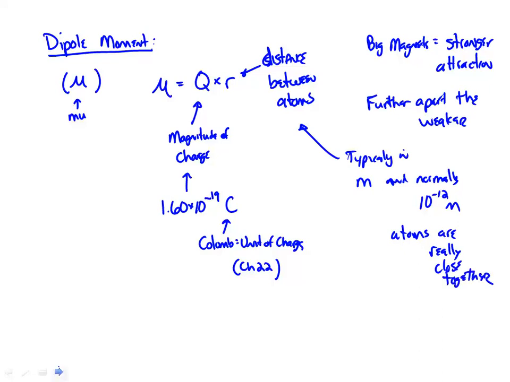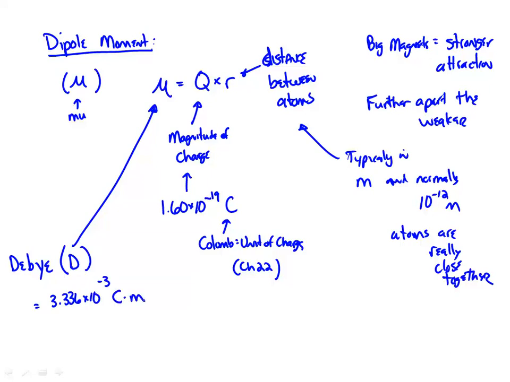And so the standard unit for a dipole moment is something called a Debye. I'm not even sure I spelled it right. Is that how I always have it in my notes? Yeah, I even spelled it right in my notes. So a Debye is given the capital letter D, and it's equal to 3.336 times 10 to the minus 30 coulomb meters.